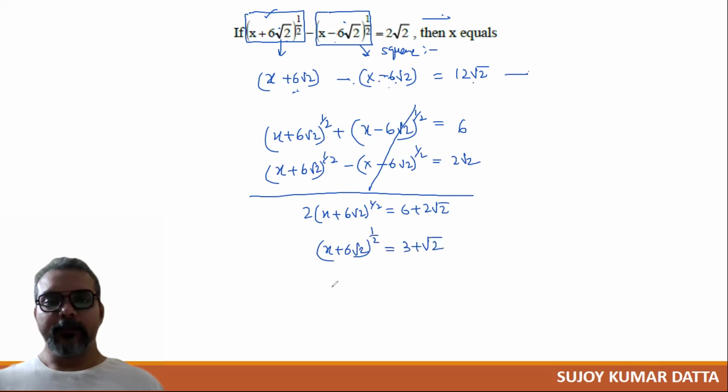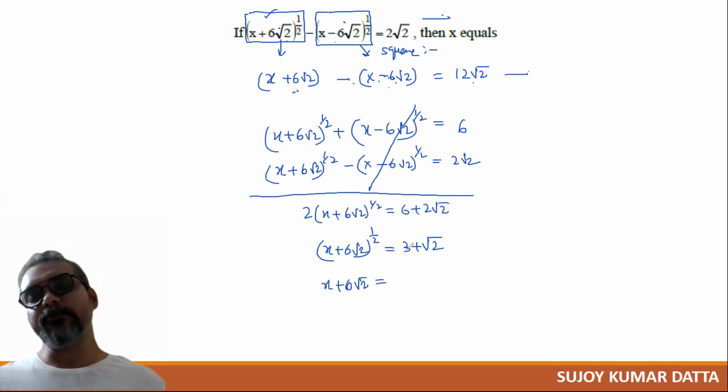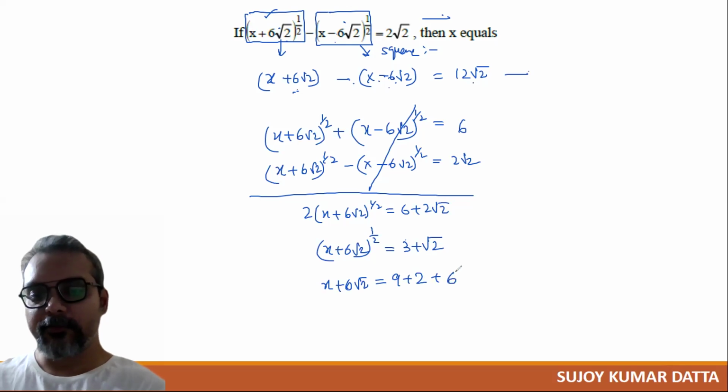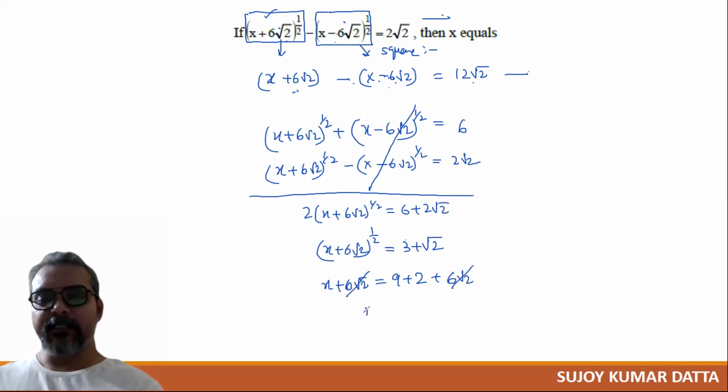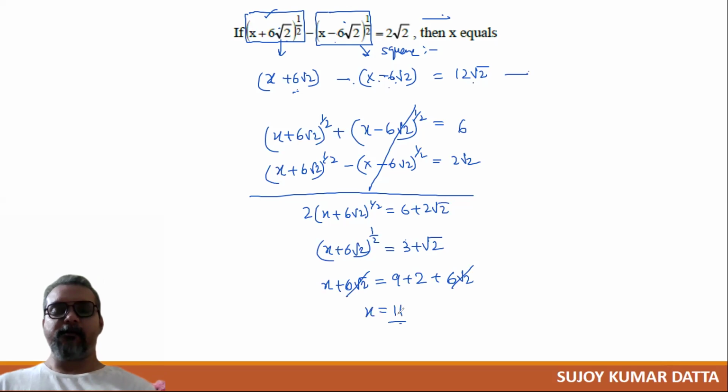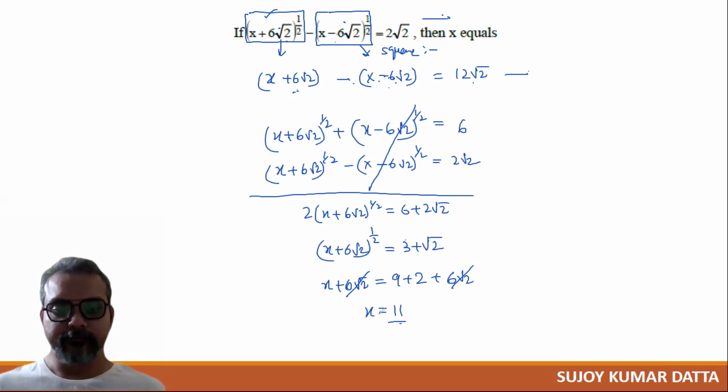Okay. So now square it. So 3 plus root 2 squared will be 3 squared plus root 2 squared plus 2 times a times b. So that is 6 root 2. 6 root 2 cancels out, leaving behind x as 11. Okay.